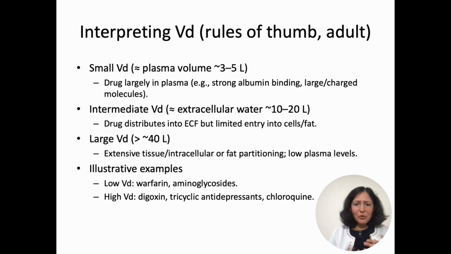There are some thumb rules when we look at volume of distribution, like what is a small volume of distribution compared to a larger volume of distribution. Typically, if the drug has a volume of distribution of, say, 3 to 5 liters, it has a low volume of distribution. That is, the drug is largely confined in the plasma. Intermediate volume of distribution is around 10 to 20 liters. That means the drug distributes into the extracellular fluid, but it may have a limited entry into the cell.